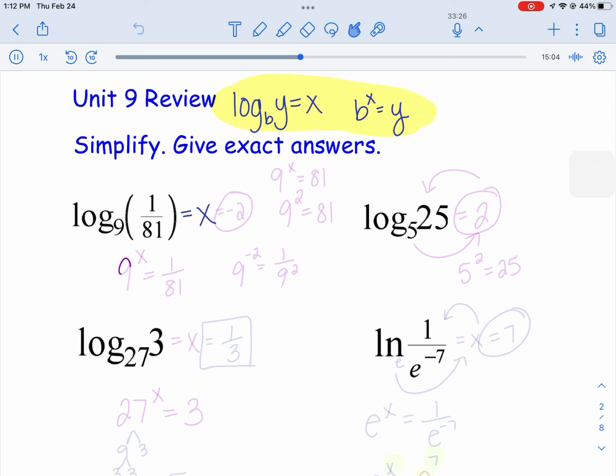So this one would be base 9, and then your input and output switch. So it's going to be 9 to the x power equals 1 over 81. Then you have to try to figure that out. 9 to what power equals 81? 9 times 9 is 81, so 9 squared. So to get a fraction, it would be -2 then, because 9 to the -2 power would be the same thing as 1 over 9 squared. So if you start with a whole number and it ends as a fraction, that means your exponent has to be negative.